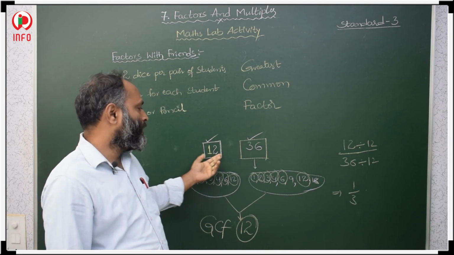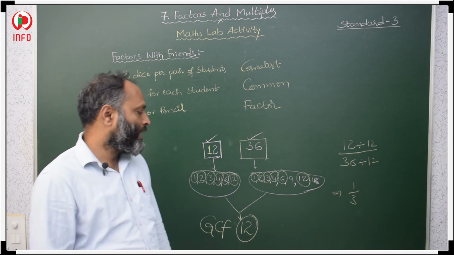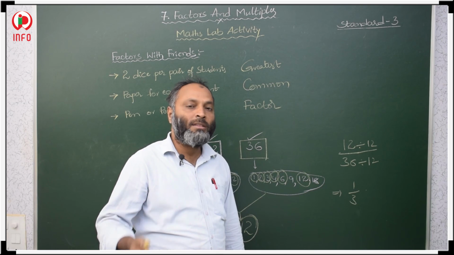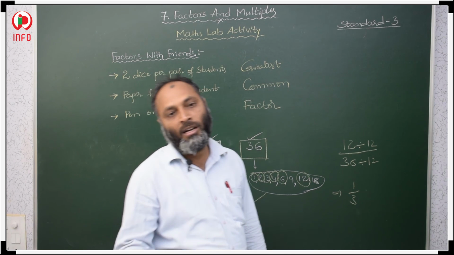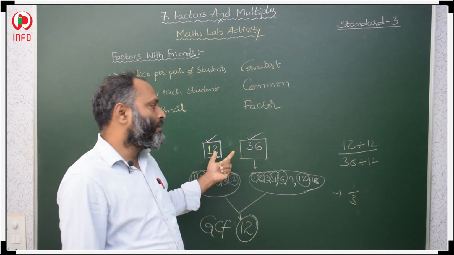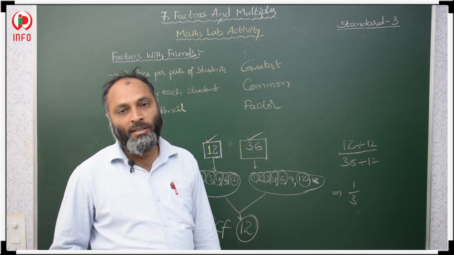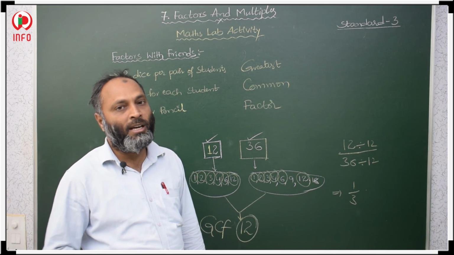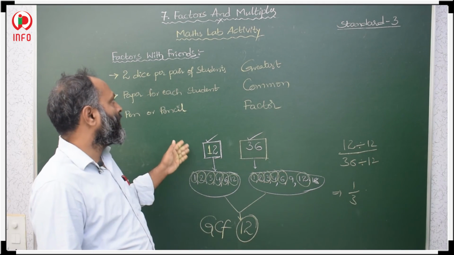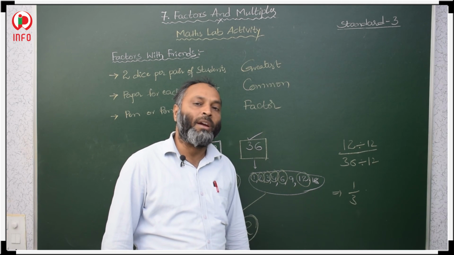So like this, you find two digit numbers by rolling two dice, find the common factors, and after that simplify the fraction also. For another number, roll your dice again, find your two digit number, and do the same procedure. As many times as you can, you find your GCD and simplify the fraction. By using this lab activity, you can easily learn how to find the greatest common factor.